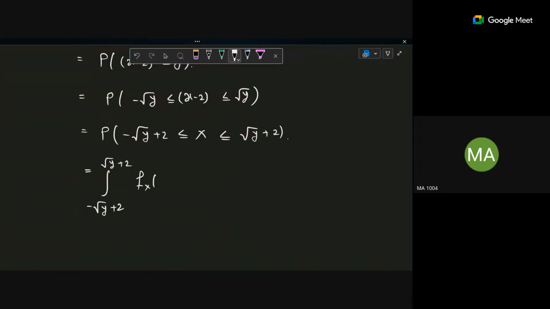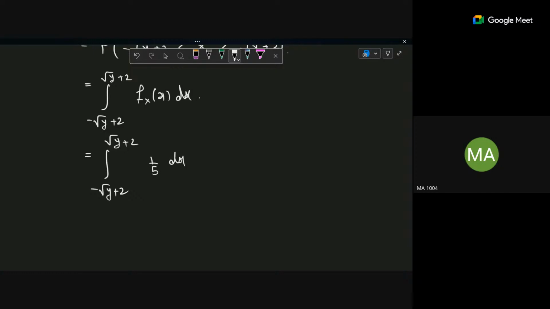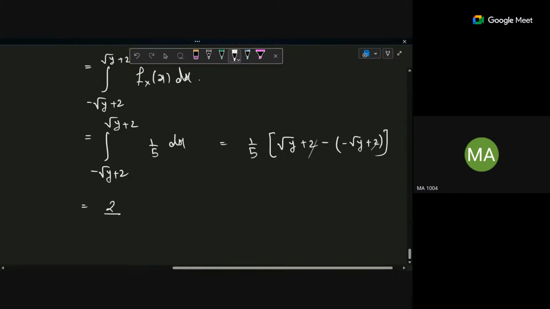What is f_X of x? It's 1 by 5, right? Yes, ma'am. So just put your values, minus square root y plus 2 to square root y plus 2, and 1 by 5 dx. That is nothing but 1 by 5 x, and I will put the limits: square root y plus 2 minus of minus square root y plus 2. So this 2 will get cancelled, and this is nothing but 2 by 5 square root y.